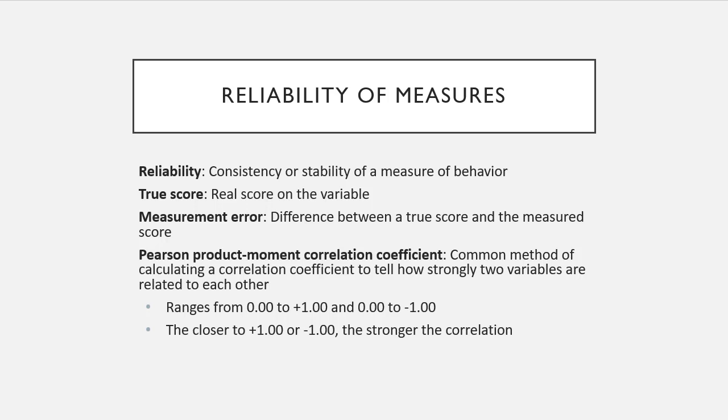So we use the correlation coefficient to tell us how strongly two variables are related to each other. So if we want to know if two measures are reliable, we can look at the way that they're measured across maybe different trials and see if those measurements correlate somehow. As a review, we know that the correlation coefficient ranges from -1 to +1. The closer to positive or negative 1, the stronger the correlation. We talked about that back in chapter 4.